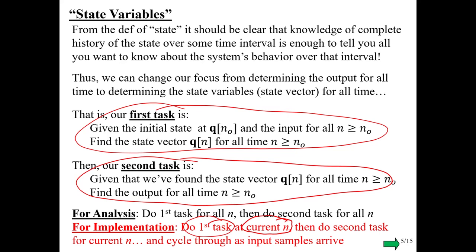And then we do the second task. We find how that new state contributes to our desired output, our chosen output position. And then we'll cycle back. So first task, then second task, then first task, then second task, as we iteratively go through the times. So in that sense, it's kind of like a generalization of the recursive solution from the difference equation.